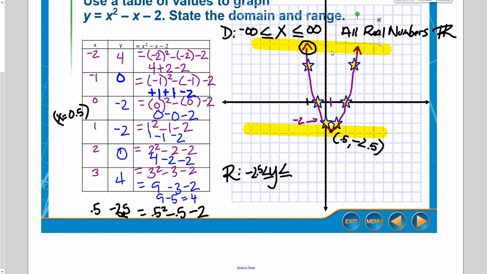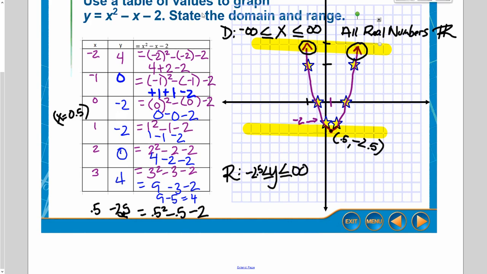Okay, and my biggest value, well, on our table it says 4. Does it get larger than 4? Yes. Does it get larger than 6? Yes, because of the arrows, right? So that's going to be positive infinity.